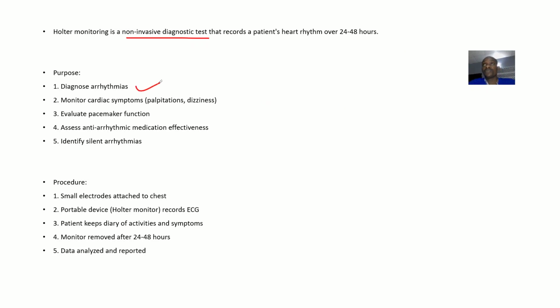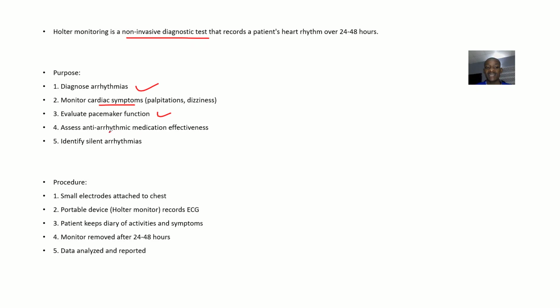You're trying to pick up the times that the heart will start beating abnormally, because sometimes this thing is not consistent. So for you to be able to pick it up, the person has to be monitored for a whole day or even 2 days or even 3 days, right? So you want to monitor some cardiac symptoms like palpitations or dizziness. You want to evaluate how the pacemaker is functioning, that's the SA node. Then you're trying to what?